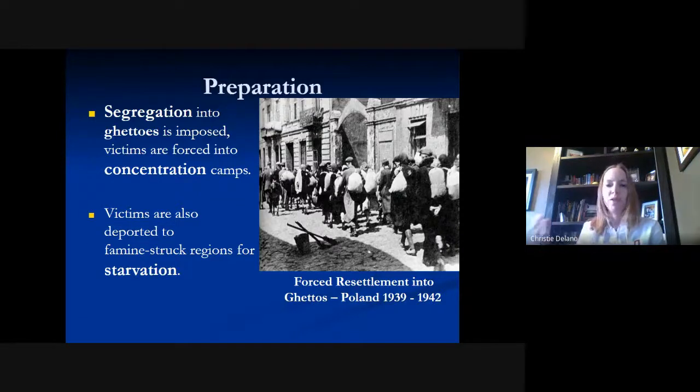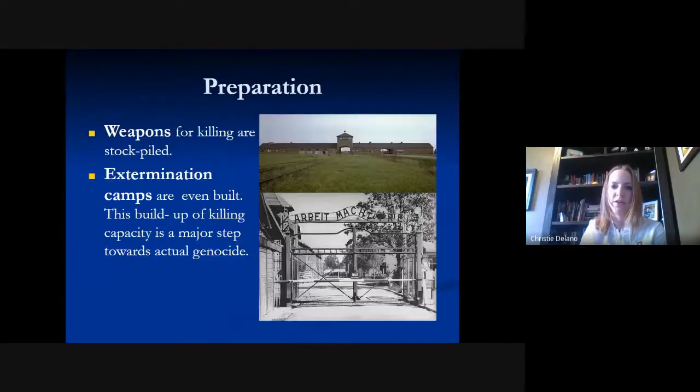And the video clip that you'll watch next is going to talk about those ghettos and the volume of people crammed into these ghettos in Poland. And then, of course, you get deported from the ghettos to concentration camps or famine-struck regions for later starvation or execution via the gas chambers.